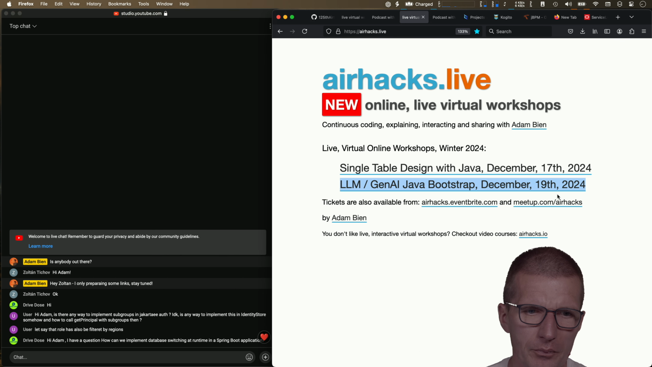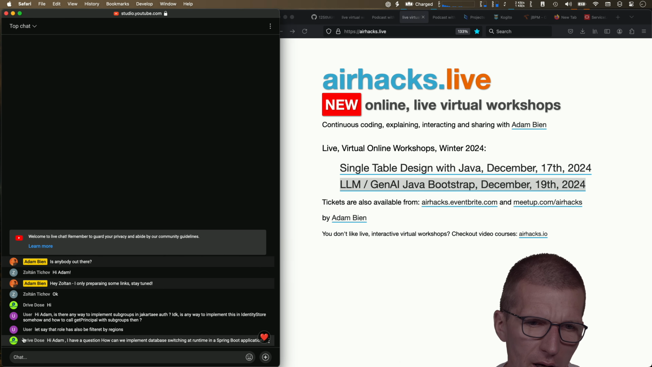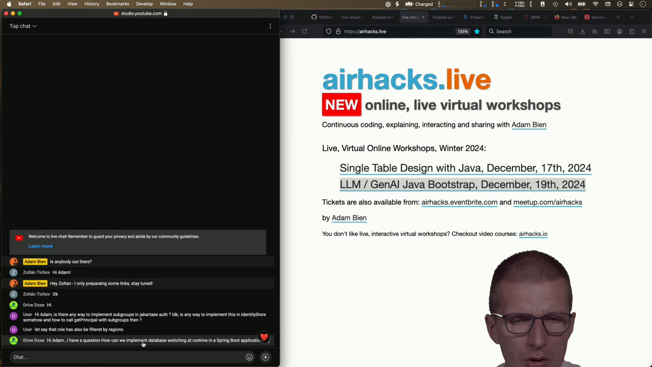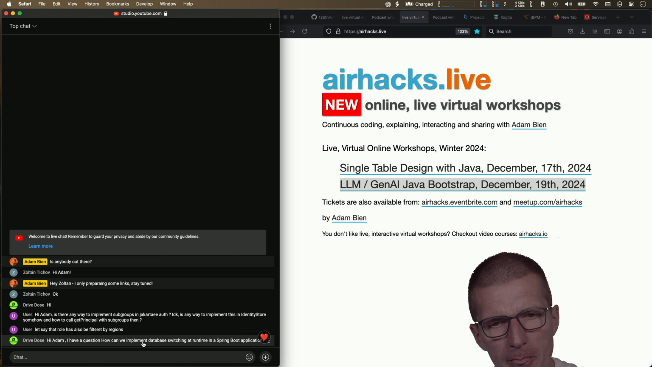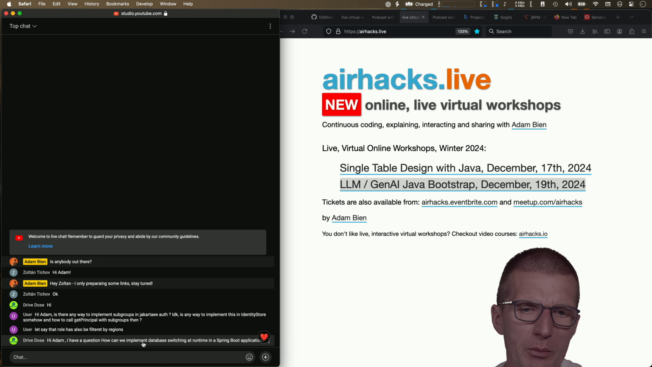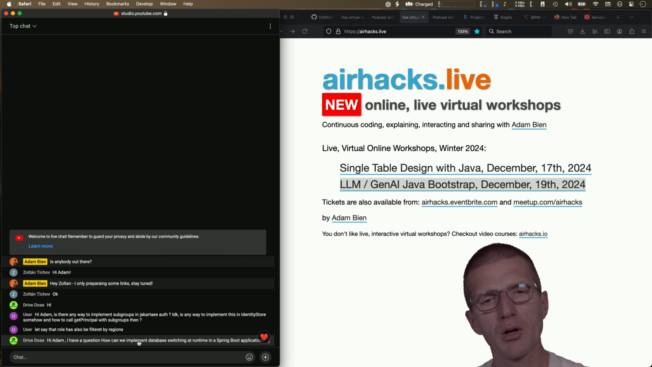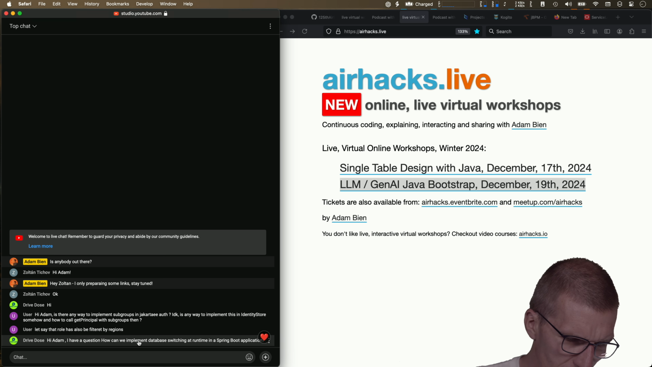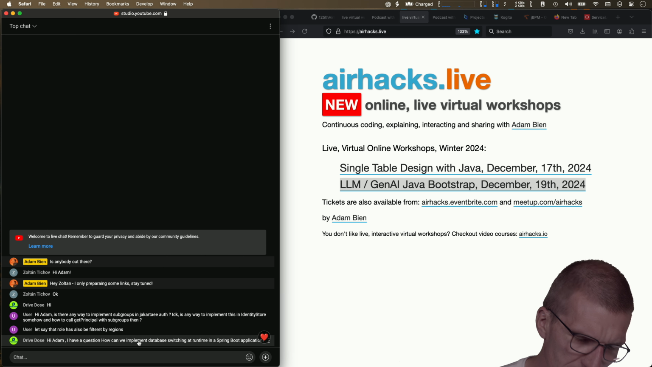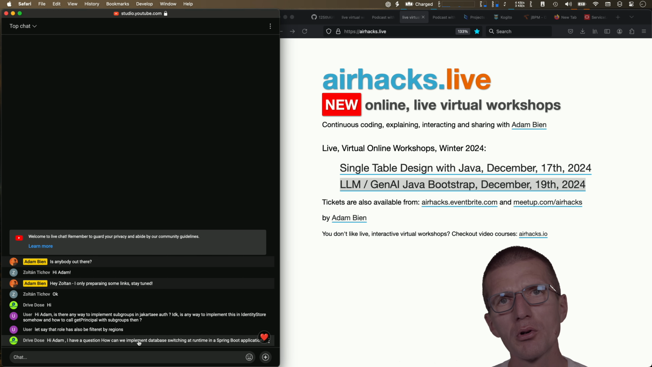Okay, now, Drive Those. Nice name, by the way. I have a question. How can I implement database switching in runtime with a Spring Boot application? So I have to admit, I never implemented a Spring Boot application, so I have to answer no idea. But database switching at runtime, what I know, for instance, if you're using AWS Aurora, they have a JDBC wrapper which does it for you.